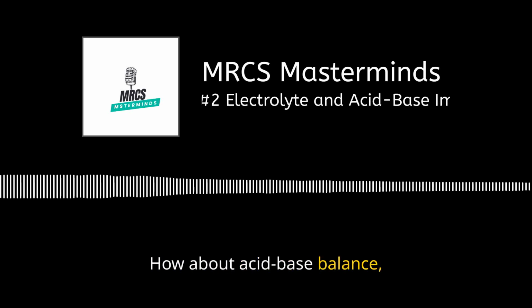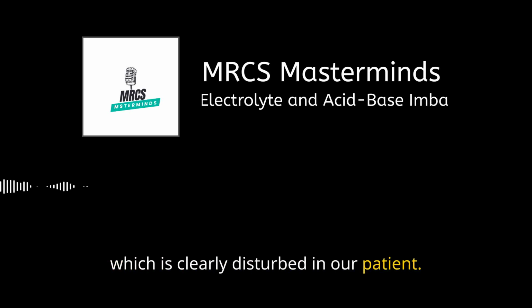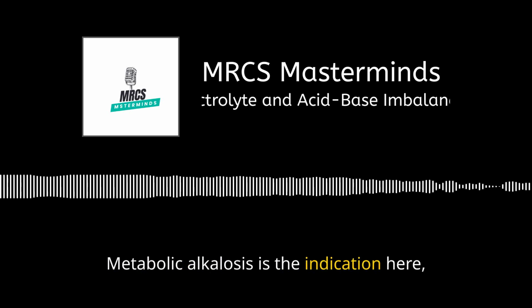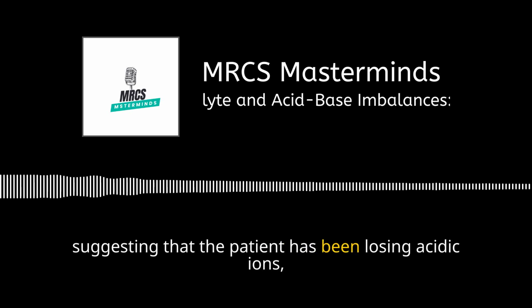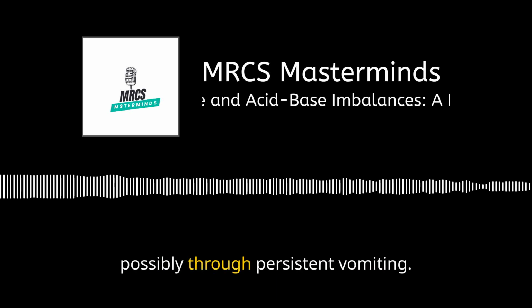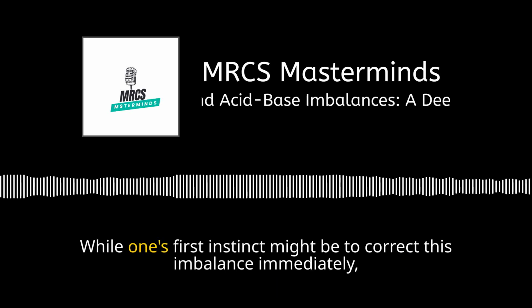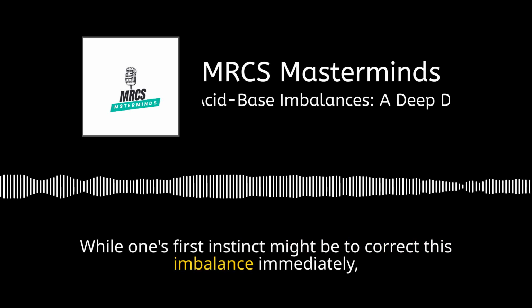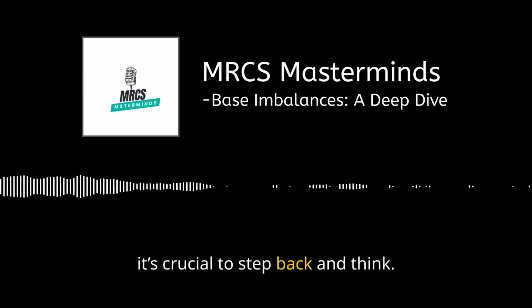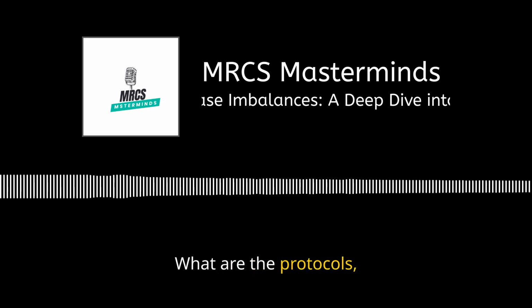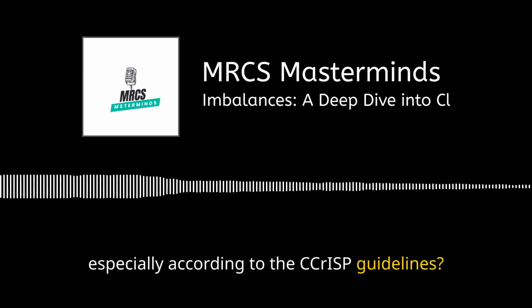How about acid-base balance, which is clearly disturbed in our patient? Metabolic alkalosis is the indication here, suggesting that the patient has been losing acidic ions, possibly through persistent vomiting. While one's first instinct might be to correct this imbalance immediately, it's crucial to step back and think. What are the protocols, especially according to the CCrISP guidelines?